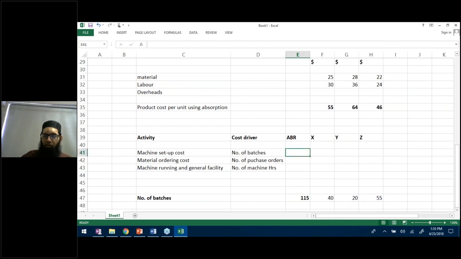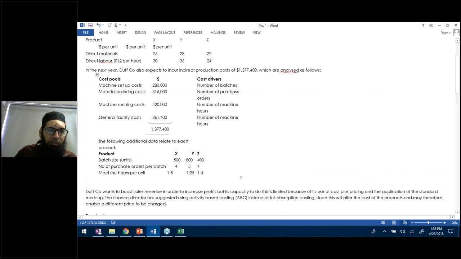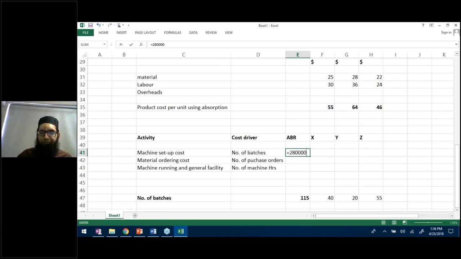So the machine setup cost ABR will be equal to the machine setup cost of 280,000 divided by the number of batches, which is 115. So the ABR will be 2434.783.